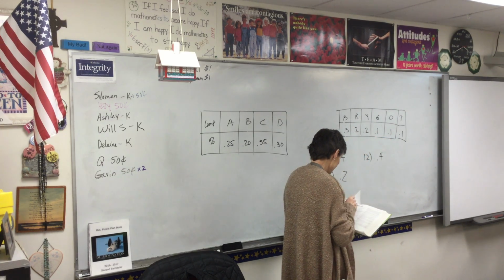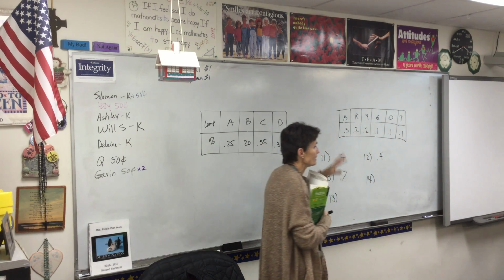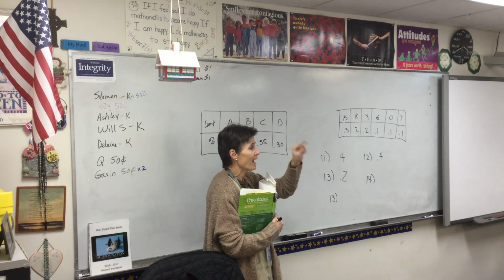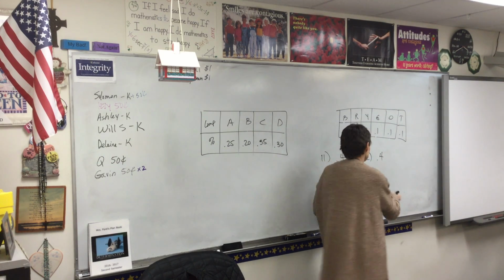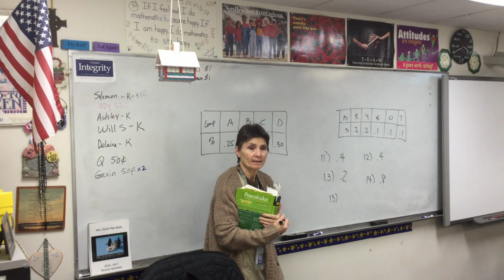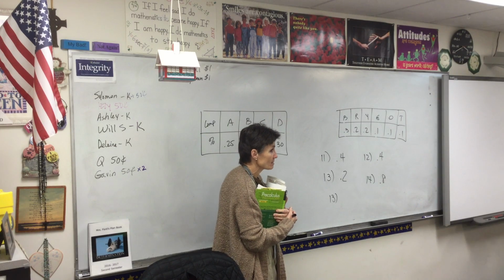And then 14 says not red. So what's the probability if you reach in and grab an M&M out of this bag that it will not be red? I heard it. 0.8. Because the probability of red is 0.2. So not red would be everything else. 0.8.